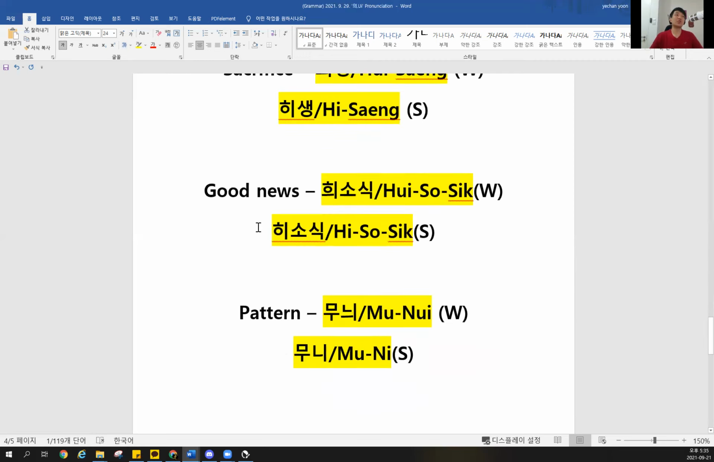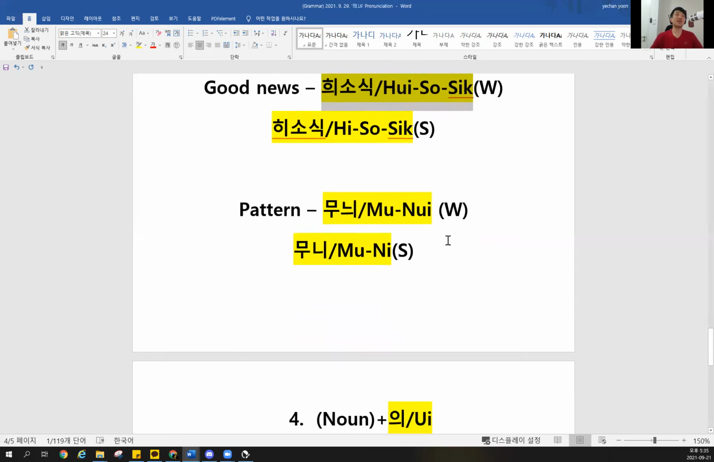Okay, next one, good news. You can write down with 희소식. 희소식. But it's hard to pronounce it, isn't it? So how can you speak out? You can say 희소식. All right, next one, pattern.